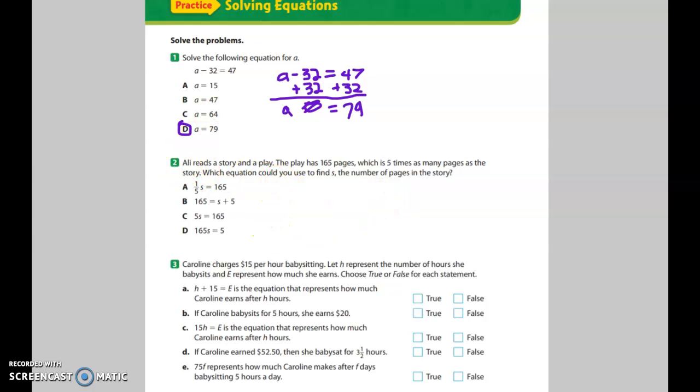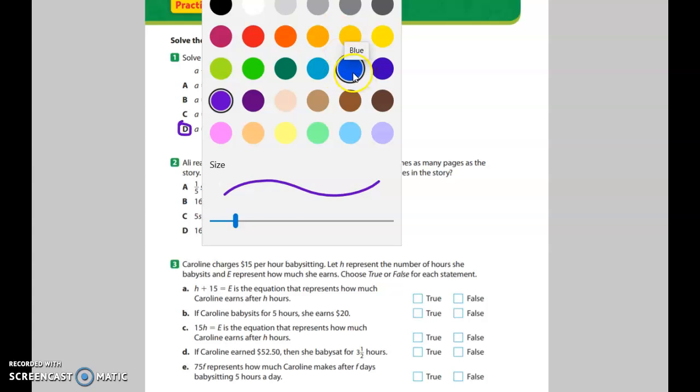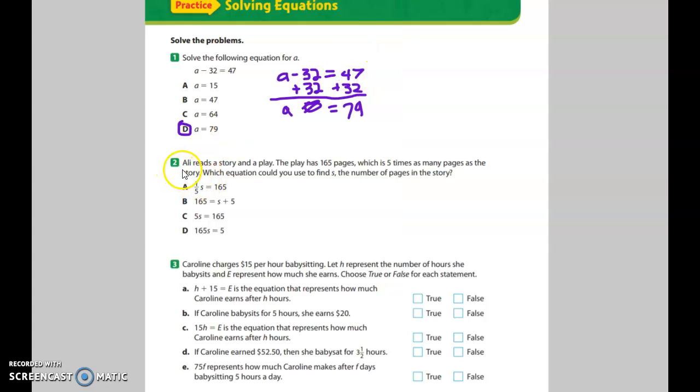Number 2, I'm going to be using different colors so that we don't get confused about what works for what. Ollie reads a story in a play. The play has 165 pages, which is 5 times as many pages as the story. Which equation could you use to find S, which is the number of pages in the story? So we know one side of our equation is going to equal 165.